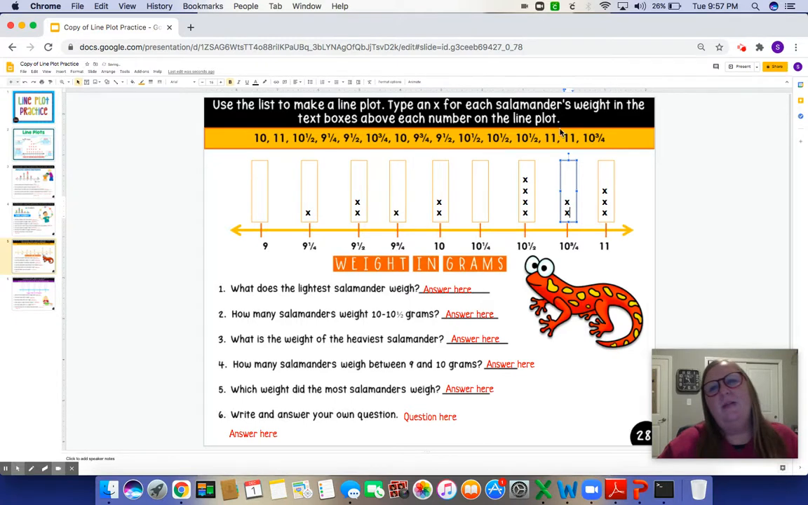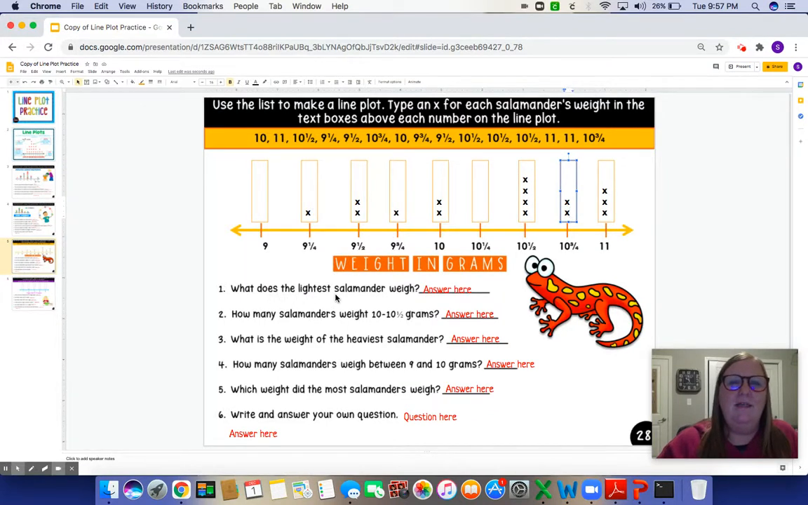So I've taken all this data that they had up here at the top and I've put one X for each one of those numbers. Now, if the key told us to do something different, like each X is going to represent 5, then we would change that information. All right, so now we're going to go down and answer the questions now that we've made our line plot.